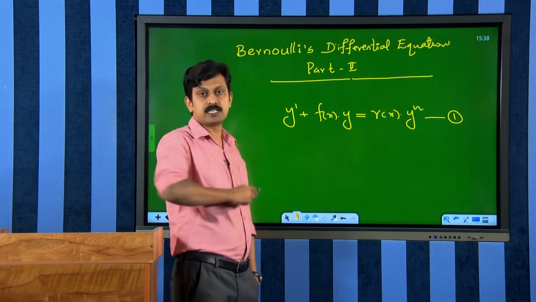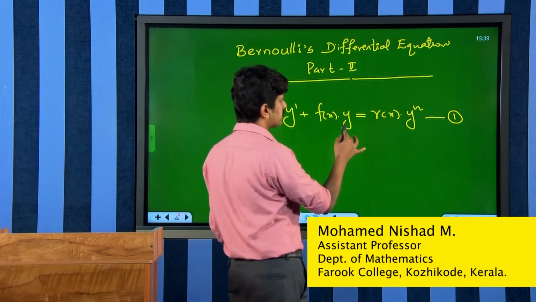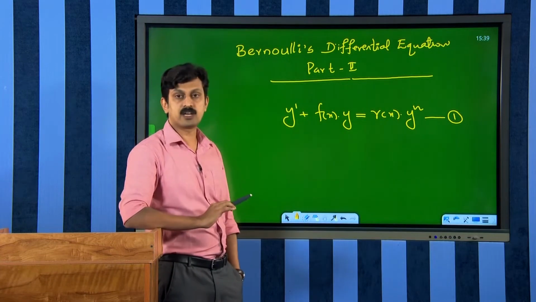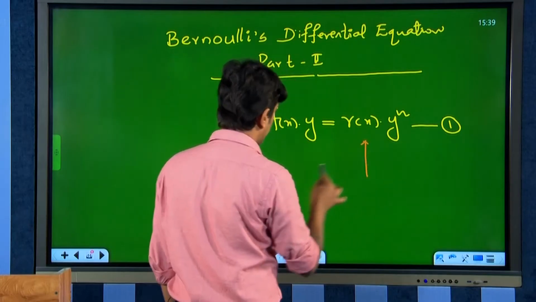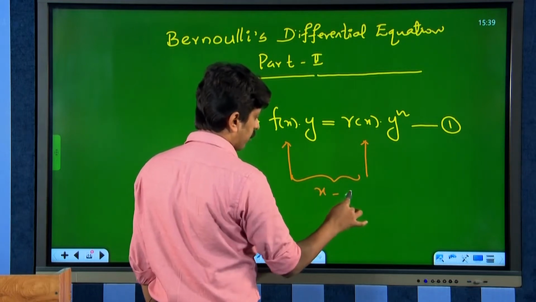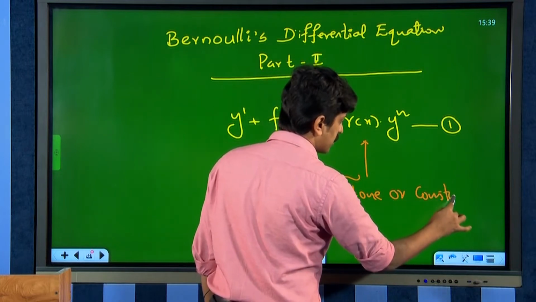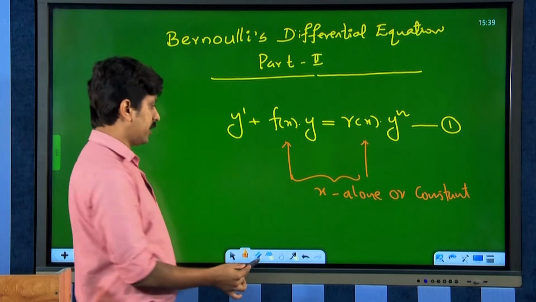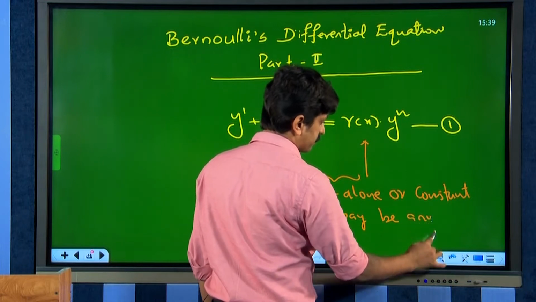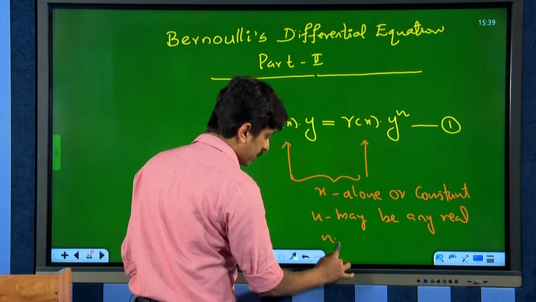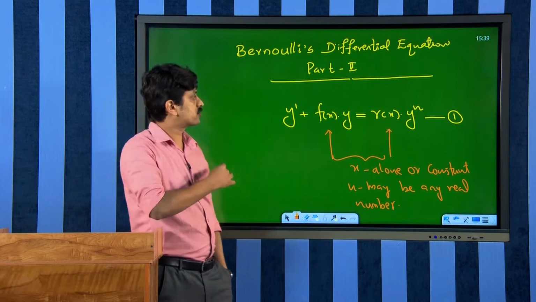In the last session, we discussed that a first order Bernoulli's differential equation is of the form y dash plus f of x into y is equal to r of x into y raised to n, called a Bernoulli's differential equation. Here, f of x and r of x are functions of x alone or constants, and n may be any real number. And we also discussed how to solve this equation number 1.